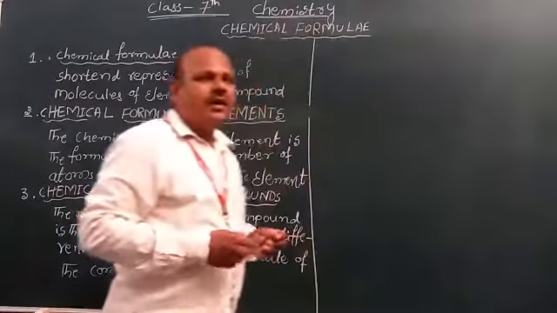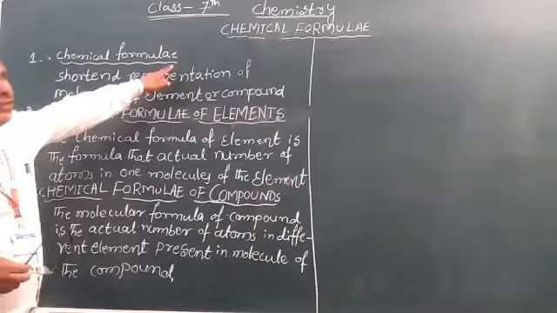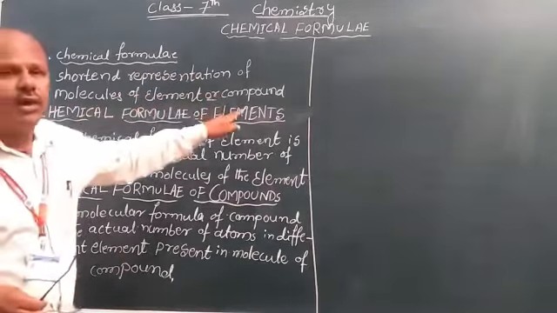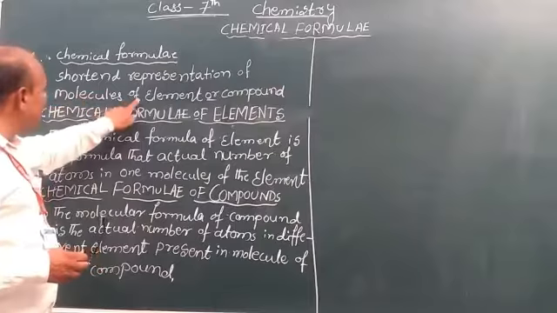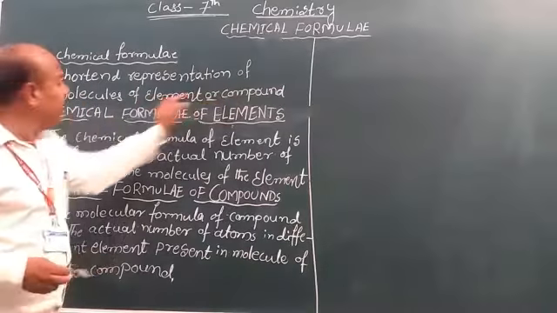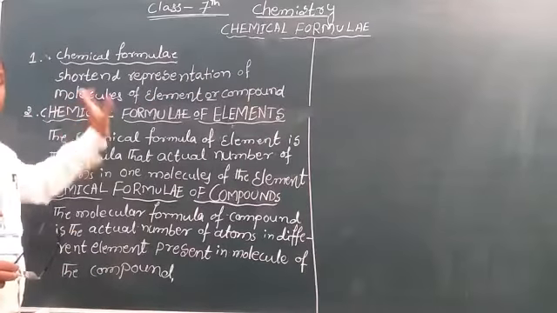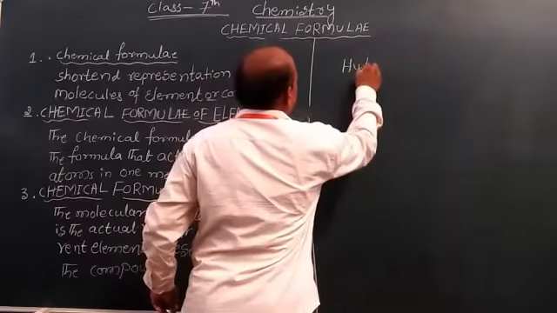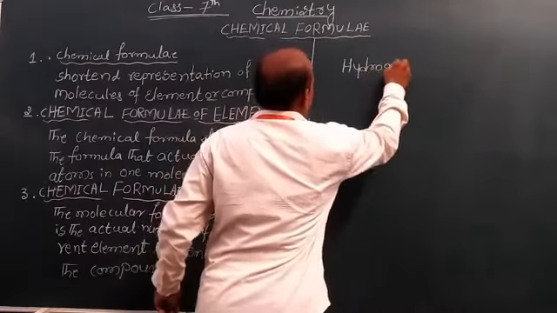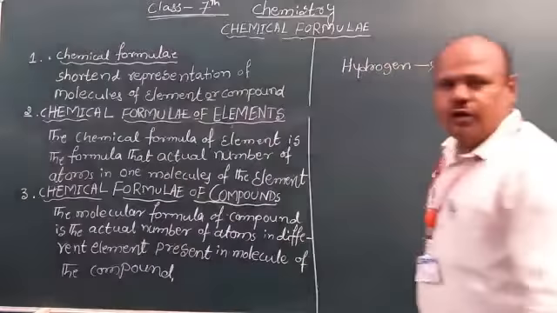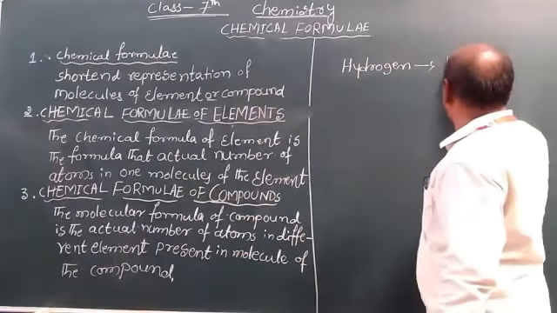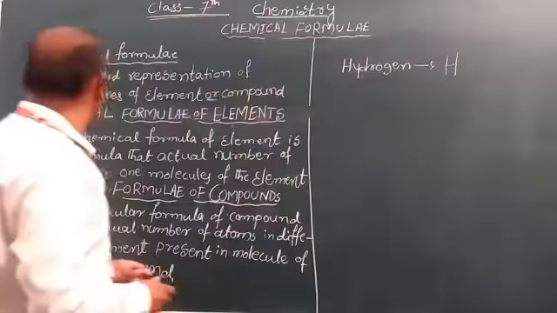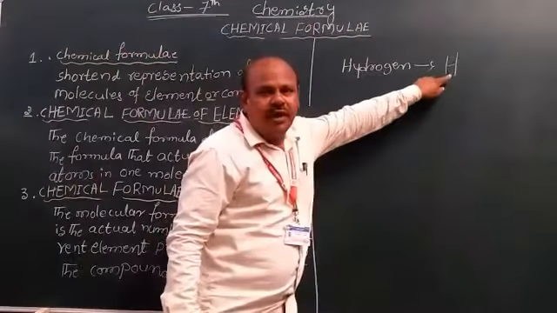In the previous class, we learned the symbol and formula. Here, chemical formula means what? It is a shortened representation of molecules of elements and compounds. Here, molecules, not atoms. For example, hydrogen. The symbol of hydrogen is written as only H. It is a symbol. Here it is an atom, only one atom.